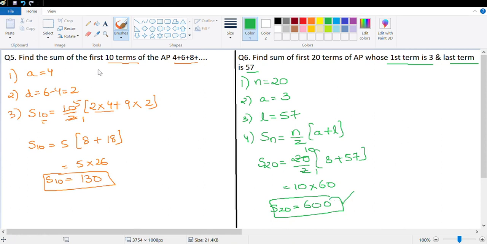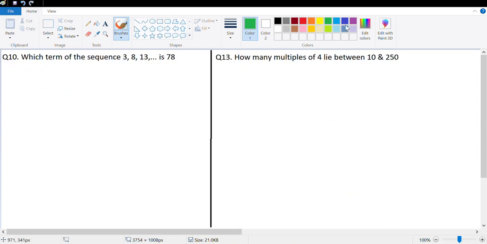The next question that we have is question number 10. It says, which term of the sequence is 78? So A is given equal to 3. D, which is common difference, is 8 minus 3, in this case 5. And Tn is given equal to 78, which is basically equal to A plus n minus 1 times D.